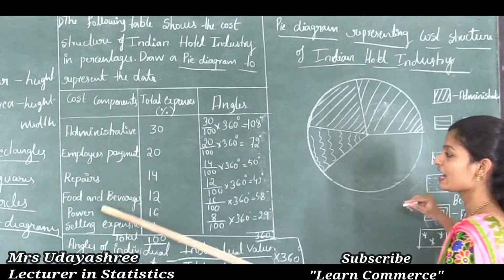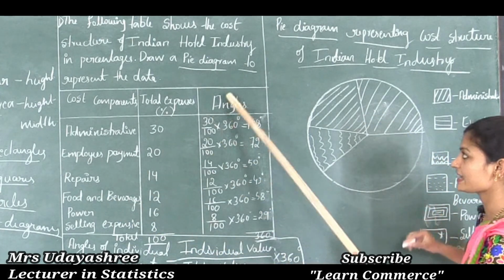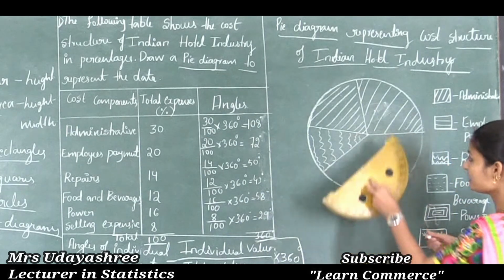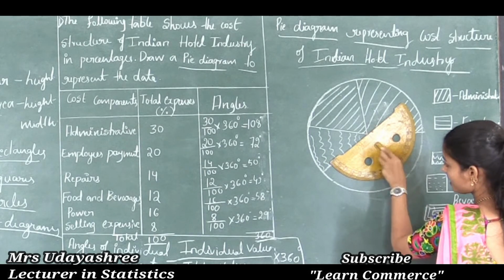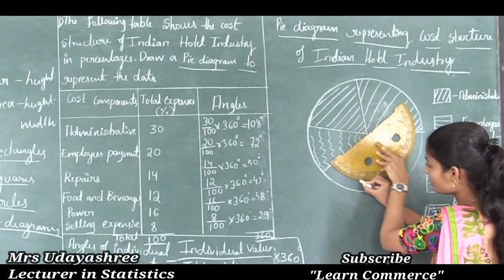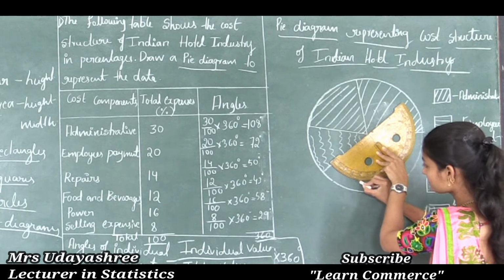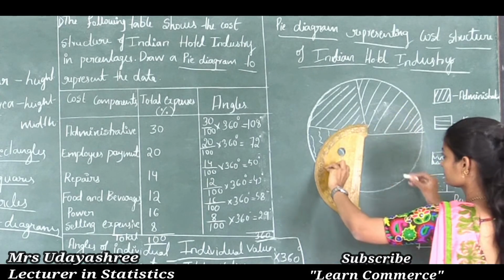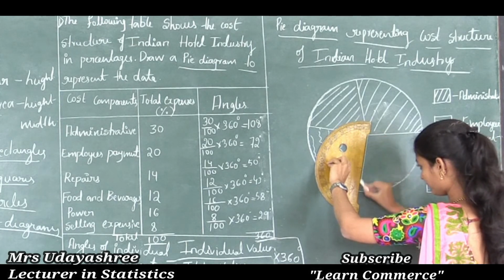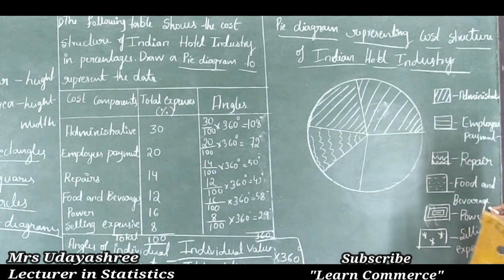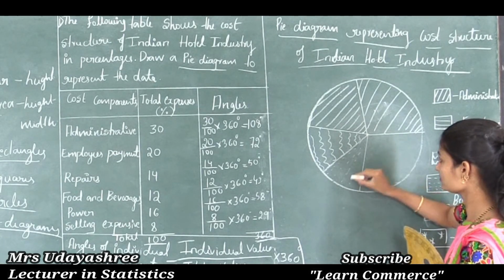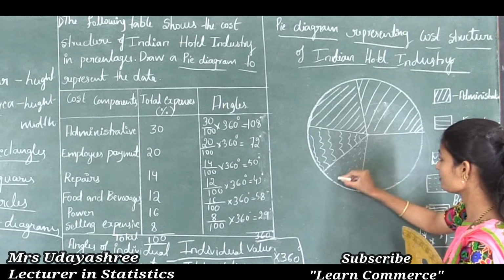Okay, next, food and beverages. For food and beverages the angle is 43 degrees. So again we need to keep this protractor like this, and see here it is 0, 10, 20, 30, 40. 40 is here, and 43, 1, 2, 3, so 43 is here. And for food and beverages, the shading mark is like this. You can do anything, this is not compulsory.